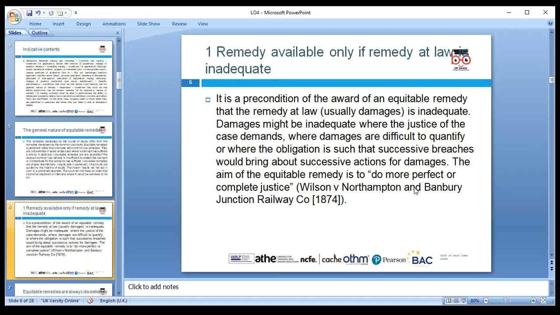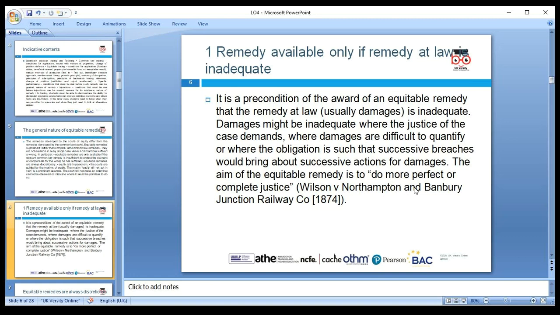First, an equitable remedy is available only if the remedy at law is inadequate. It is a precondition of an equitable remedy that the remedy at law, usually damages, is inadequate. Damages might be inadequate where the justice of the case demands it, where the damages are difficult to quantify, or where the obligation is such that successive breaches would bring about successive actions for damages. The aim of equitable remedies is to do more perfect or complete justice.